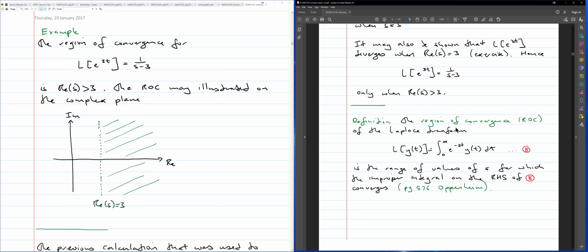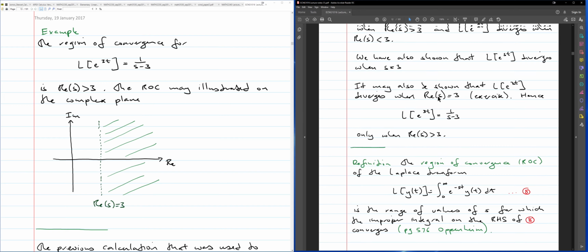The region of convergence for the Laplace transform of y of t is the range of values of s, and remember s is complex, for which your improper integral over here converges. So we saw, for example, if your function y of t is this exponential function e to the 3t, then your Laplace transform is going to converge only when your real part of s is bigger than 3. So that's the range of values for which you actually have convergence.